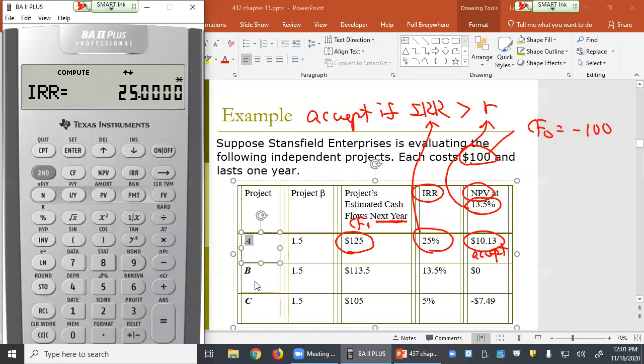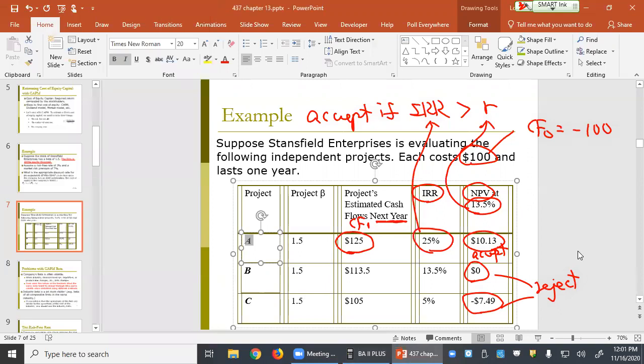Now for project B, I'm not going to calculate them because they actually have been calculated. The net present value for B is 0, for C is negative. So we should reject projects B and C, but only accept A, because only A gives us a positive NPV. So this was a very simplified, extremely simplified numerical example.